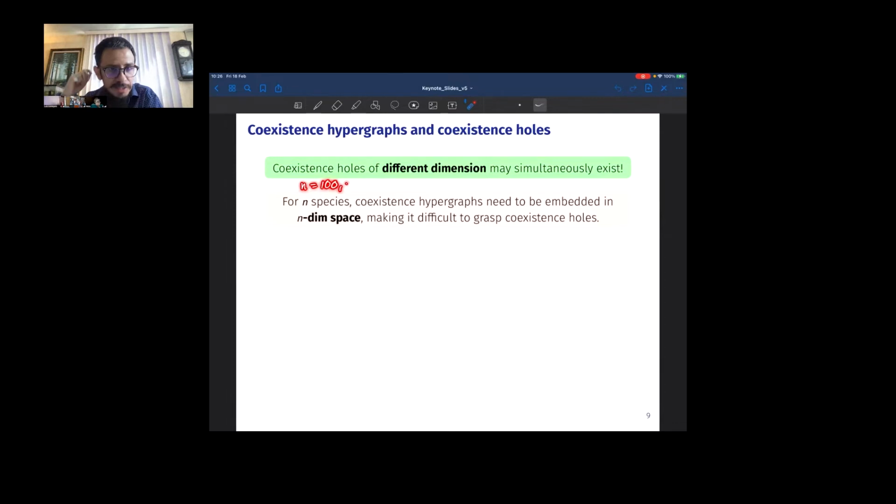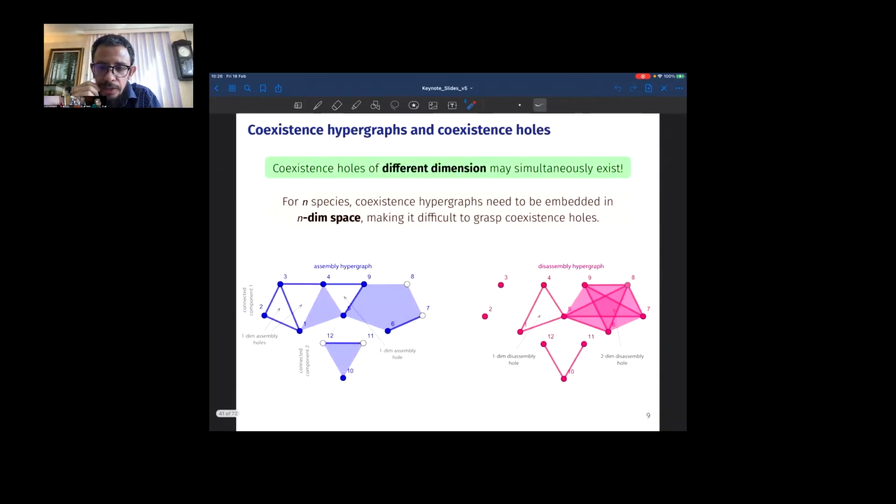So in general, what you will find is that coexistence holes, both of assembly and disassembly, of different dimensions, can simultaneously exist. And if you have n species, you can imagine, for example, n equal to 100 or 20 or something like that, then to identify those coexistence holes, you will need to embed the hypergraph in an n-dimensional space, let's say 100-dimensional space. That will make it very difficult to grasp just by inspection if there is a hole or not. And just to illustrate this point, you can imagine this example.